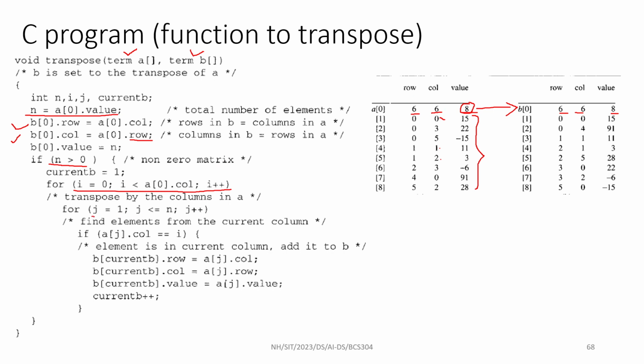That is why j equal to 1, j less than n. I have to check 0 in all the rows, 1 in all the rows, 2 in all the rows, 3 in all the rows, 4 and 5 in all the rows. All the rows, that means n number of times I have to repeat. j equal to 1, j less than n. Okay. Right now we are here.